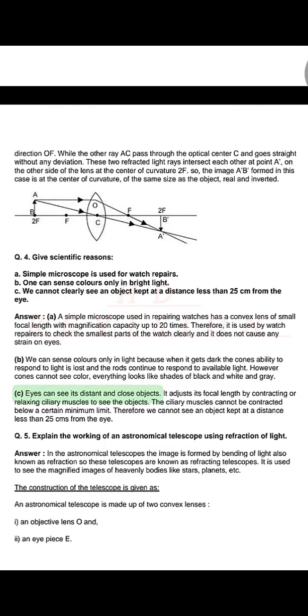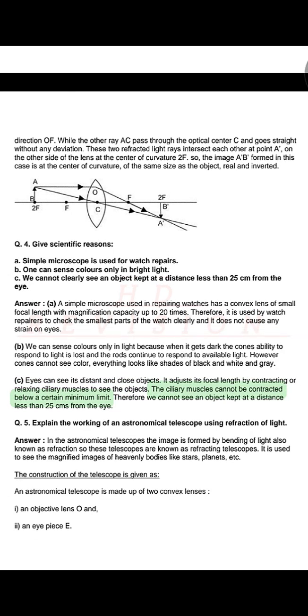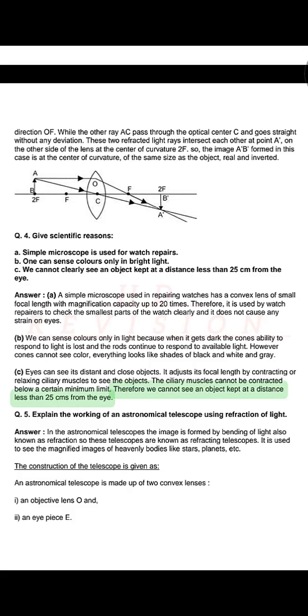C. Eyes can see distant and close objects. It adjusts its focal length by contracting or relaxing ciliary muscles to see the objects. The ciliary muscles cannot be contracted below a certain minimum limit. Therefore, we cannot see an object kept at a distance less than 25 cm from the eye.